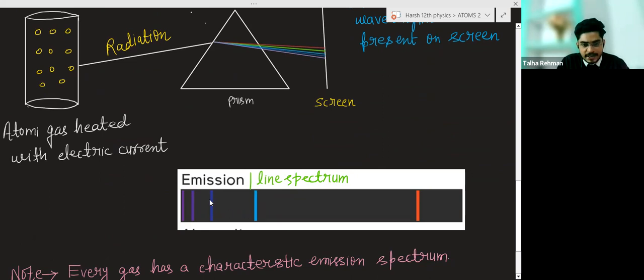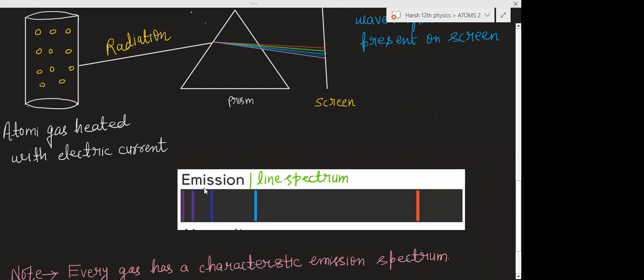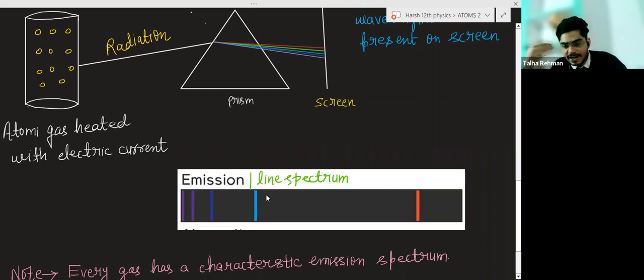This is completely dark, meaning you will get only a few wavelengths, or a few colors, on the screen. That is why this is known as the emission spectrum, or the line spectrum.